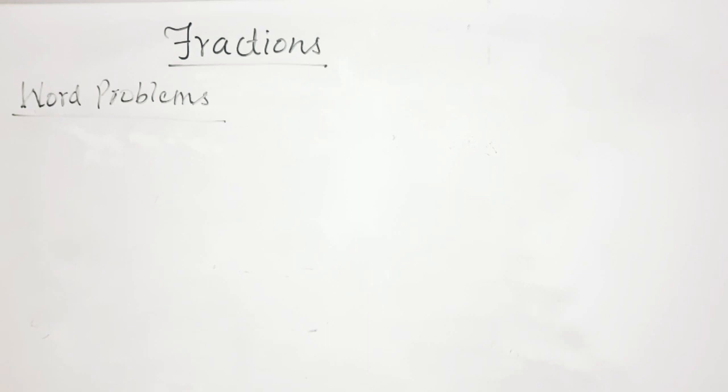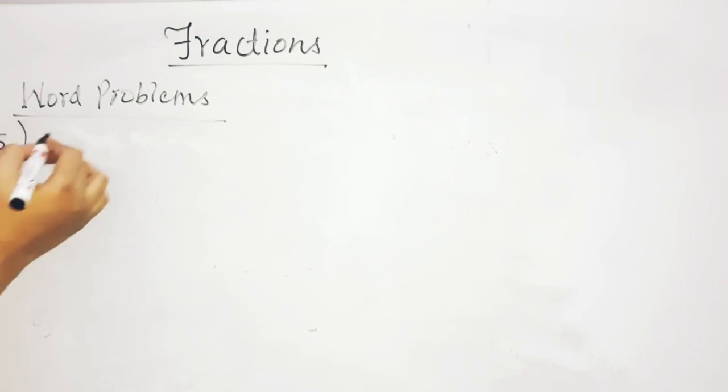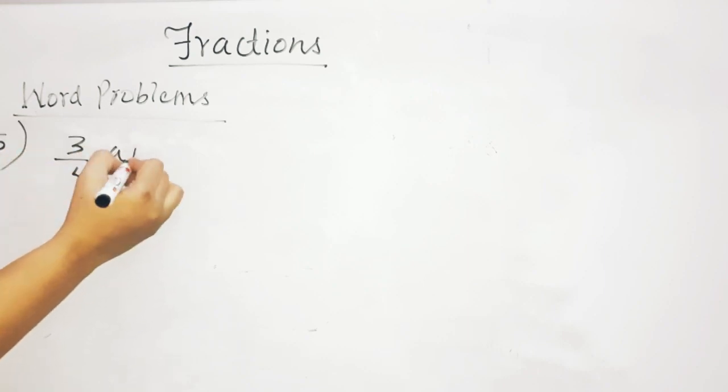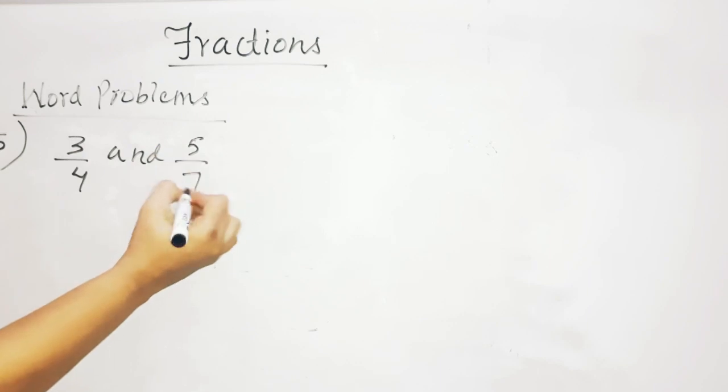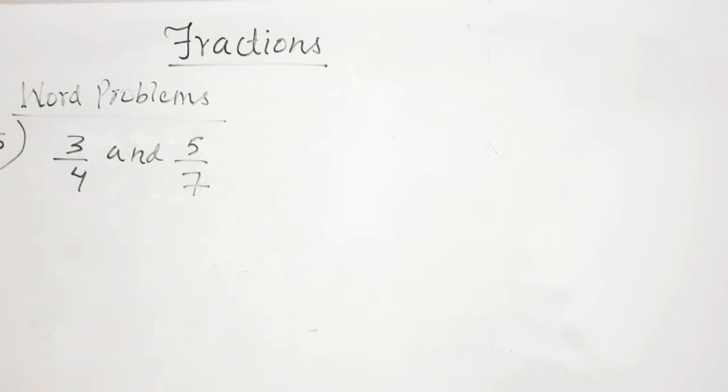Now, coming to the next question, that is question number 25. First, let me read the question for you. Question number 25 is of 3 by 4 and 5 upon 7, which is greater and by how much? So, two fractions are given to you, 3 upon 4 and 5 upon 7. We have to find out which one is greater and by how much.